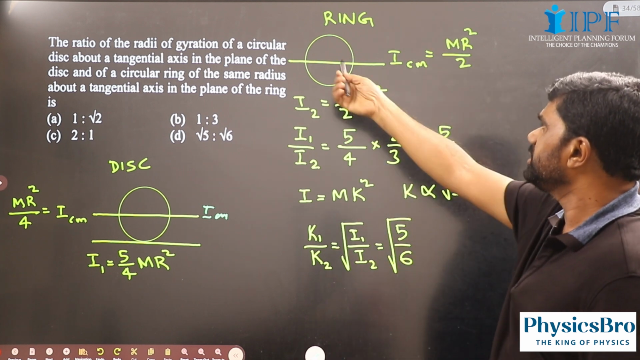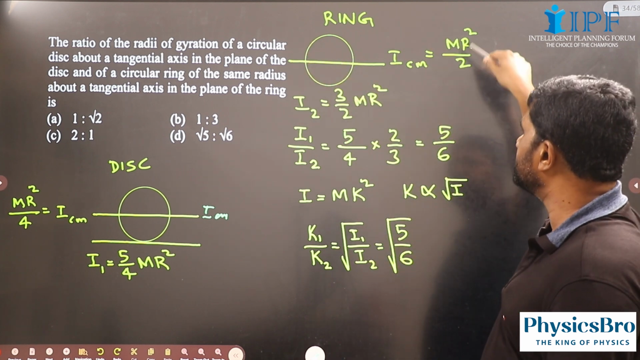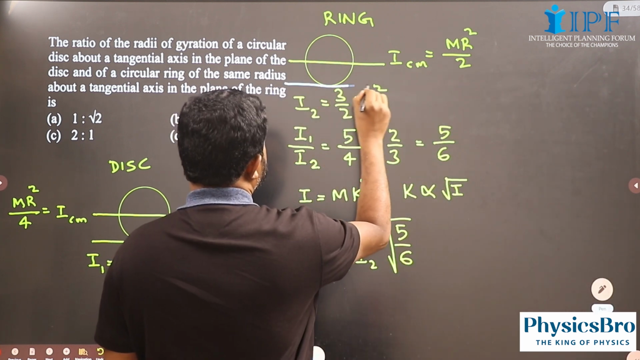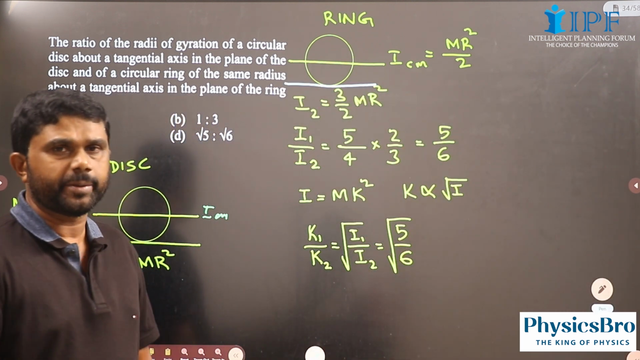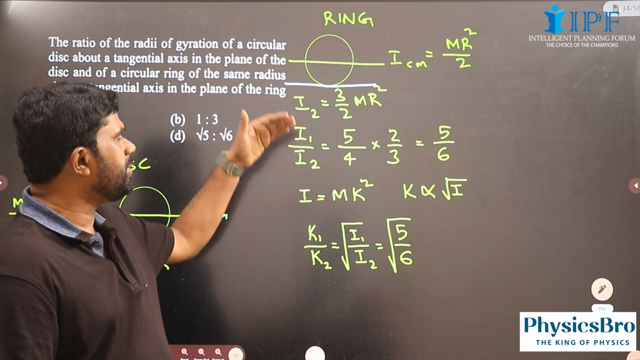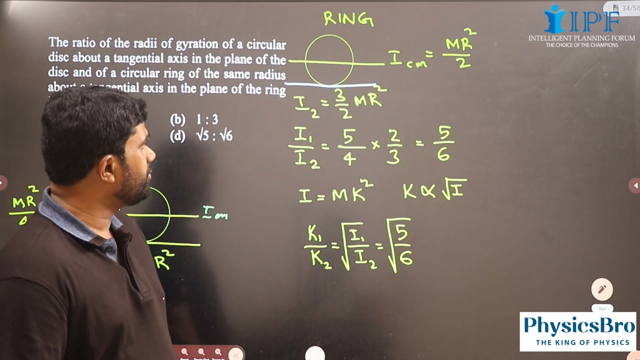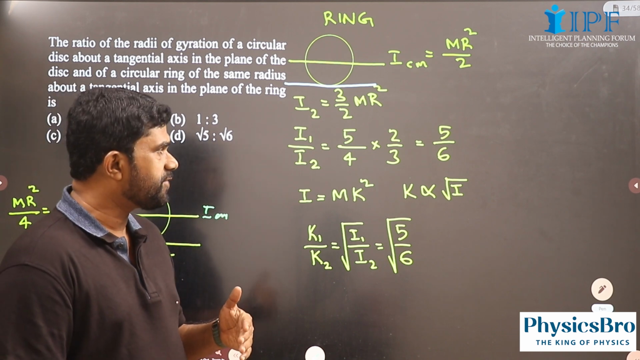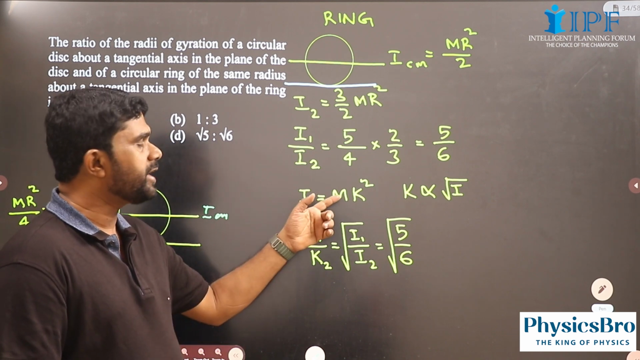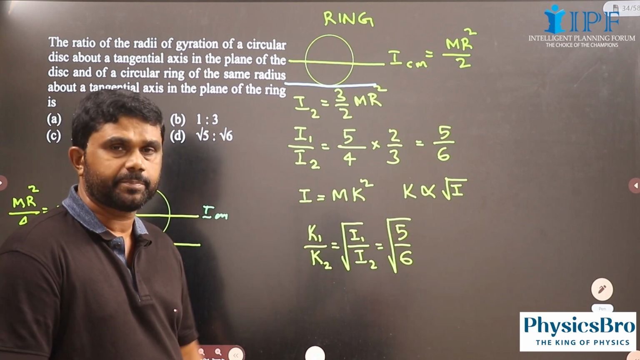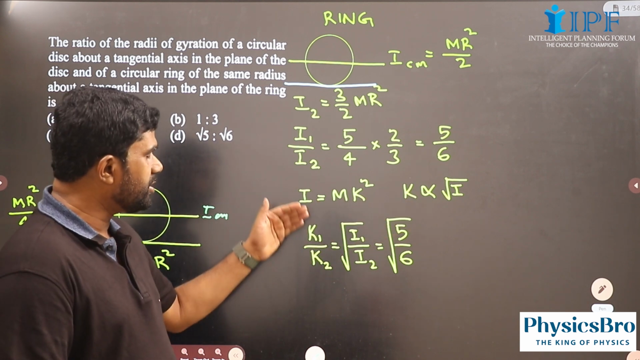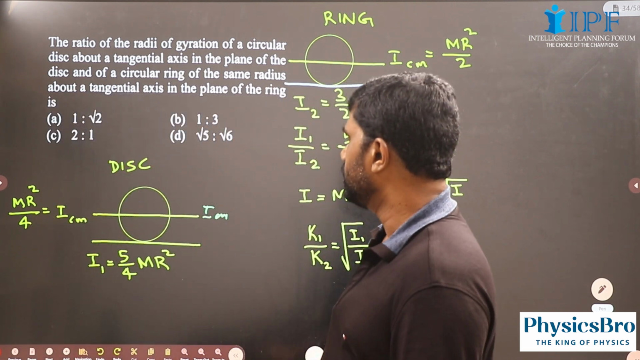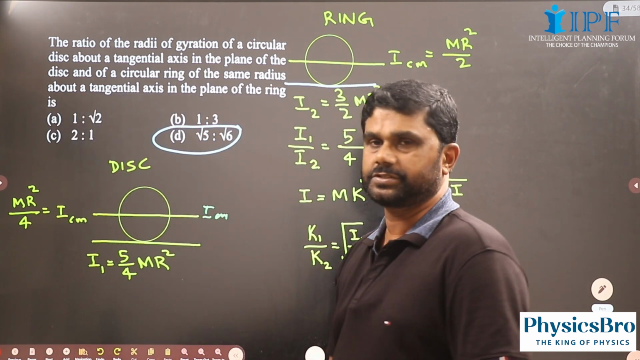And for a ring, this I_cm about the diameter is mr²/2, and about this axis it will be 3/2 mr². I1 by I2 will be 5/4 into 2/3, that is 5/6. I equal to mk², and k is directly proportional to root of I. So k1 by k2 will be root of I1 by I2, so root 5 is to root 6.